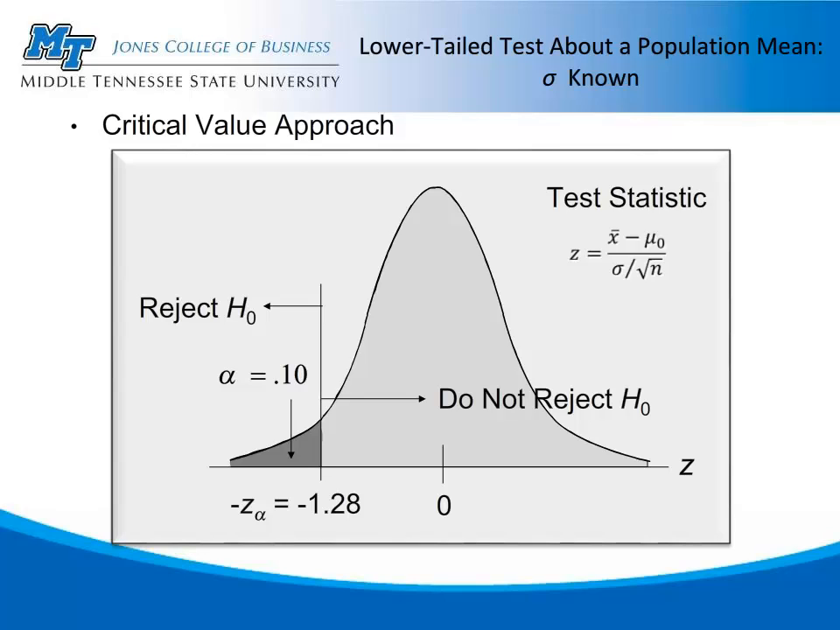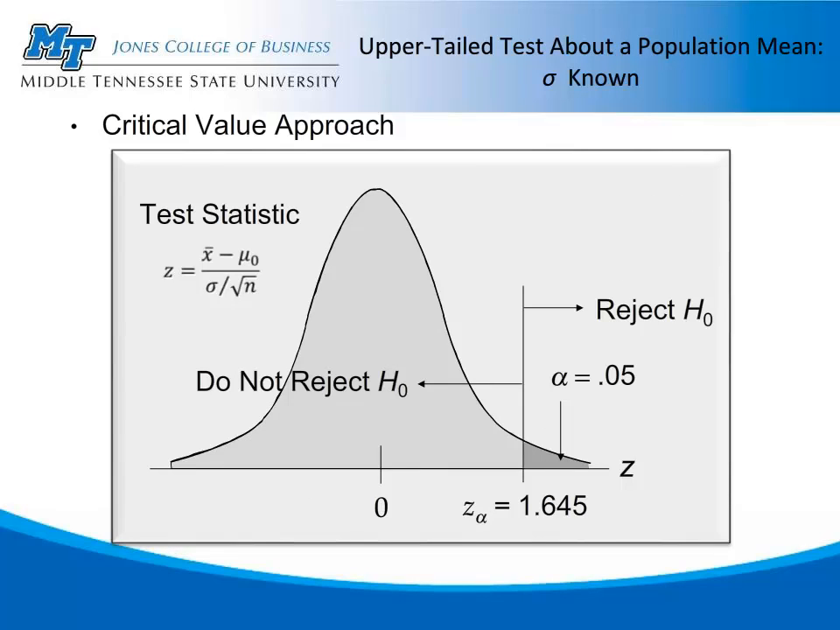What you would do to finish the problem is you could take whatever that computed value is and compare it to the negative 1.28. If the computed value is less than or equal to a negative 1.28, you would reject the null. But you can't make a decision here because you don't know what the computed value is. If the computed value was larger, if it was to the right of a negative 1.28, then you're not going to reject the null.